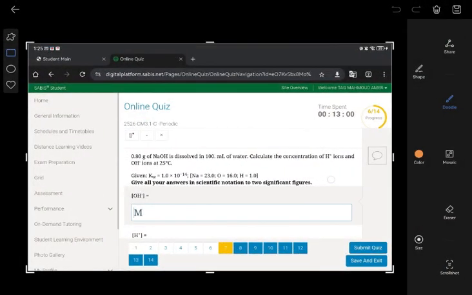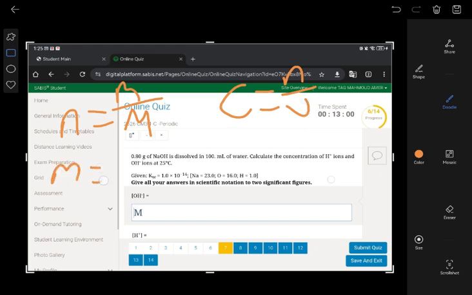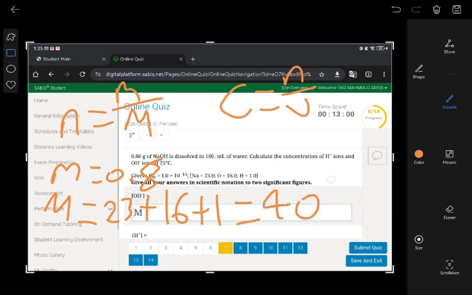So here again you have to use n equals m over M and C equals n over V. So m is 0.8. Always in an exam, write it down. It's going to make everything easier, whatever formula you're going to use. And then here you have to add them up to get the molar mass. So capital M equals 23 plus 16 plus 1, which equals 40. So you do 0.8 divided by 40.